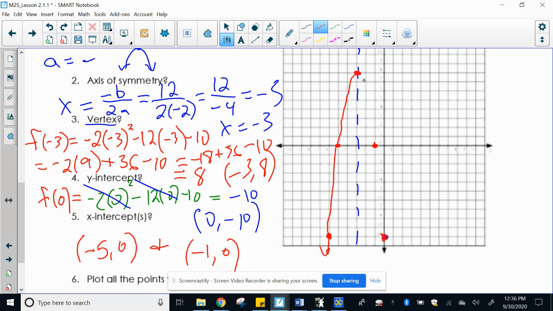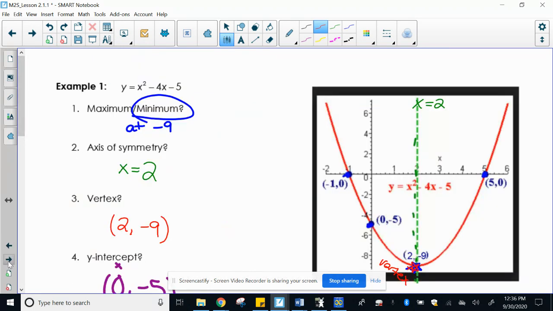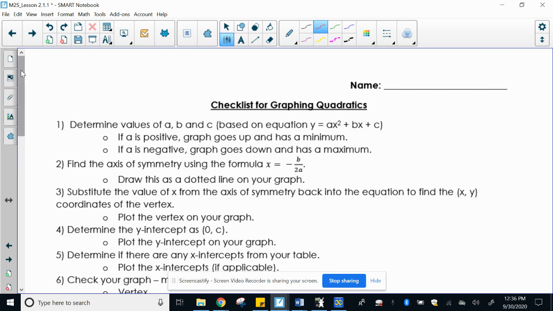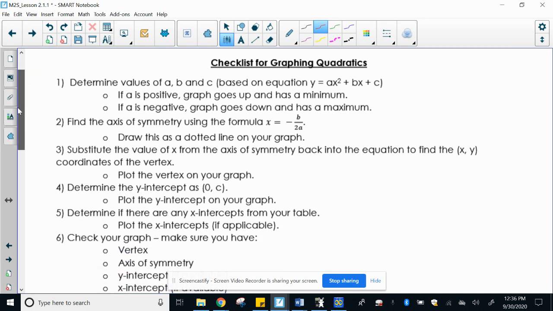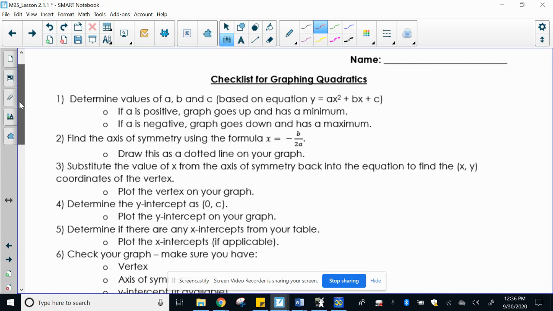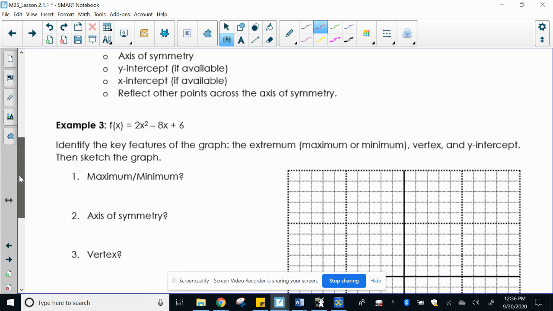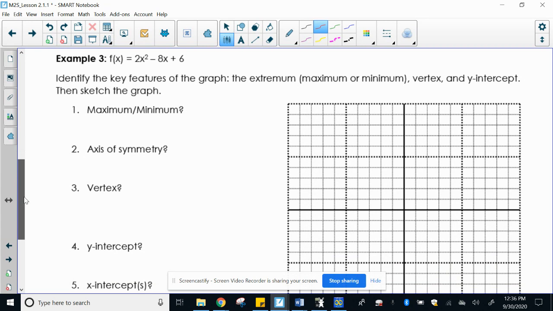It looks something like this. If we flip the page from here, we've got one more. I put a nice little checklist together of our steps as a reminder. And then there's one more example at the bottom. I want you to try to do this one on your own, and then I'm going to display the answer after and we can discuss it. So try this on your own.